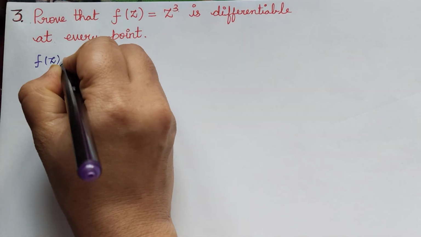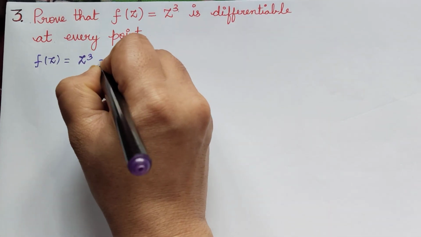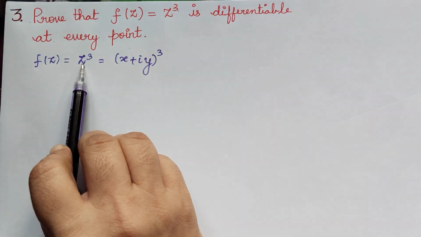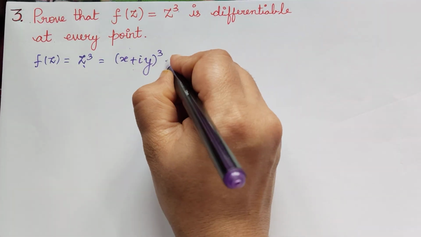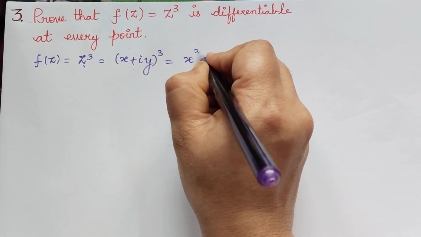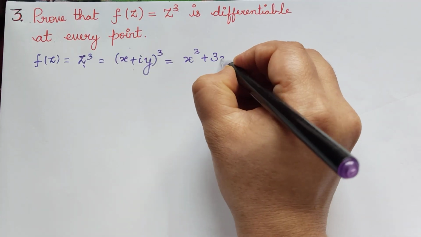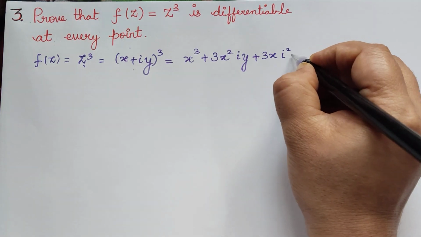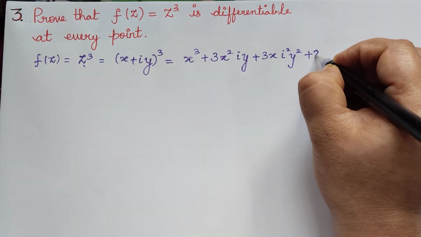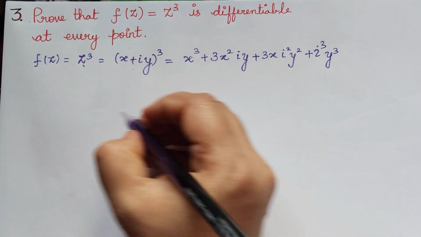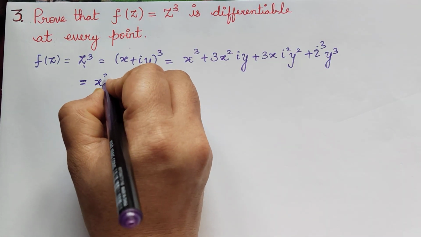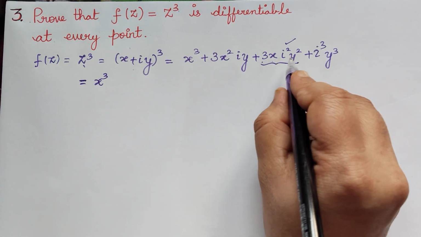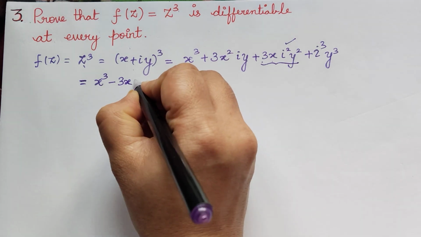So f of z is given to be equal to z cube, which is equal to (x plus iy) the whole cube, because we know that z is equal to x plus iy. And using the (a plus b) the whole cube formula, we get this to be x cube plus 3x square multiplied with iy plus 3x i square y square plus i cube y cube. So this is further equal to x cube, and if you see this term, i square is negative 1, so it is minus 3xy square.